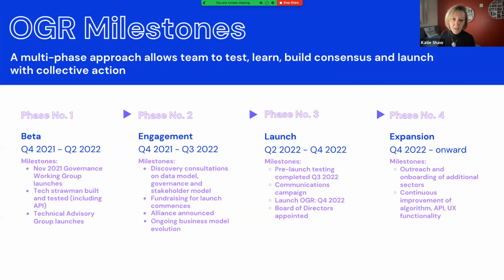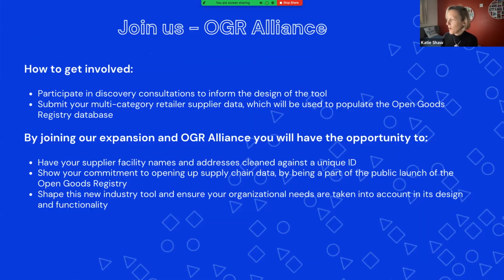And in terms of the timescale that we're working to, as I said, discovery is underway for this Open Goods Registry. And this multi-phase approach is going to allow us to test, to learn, to build consensus and launch with collective action. So we are underway with discovery and engagement, and we are hoping to launch in Q4 of this year. And then beyond that, we will continue to build and grow and add additional data points from across different sectors over time.